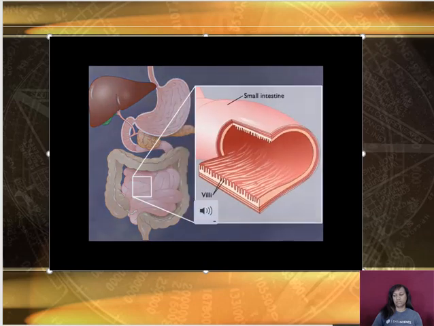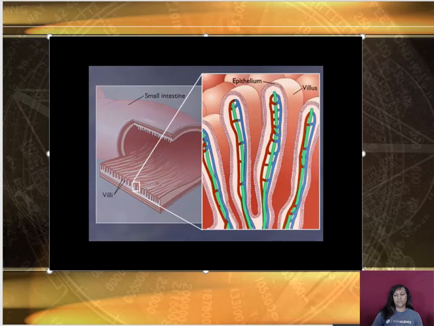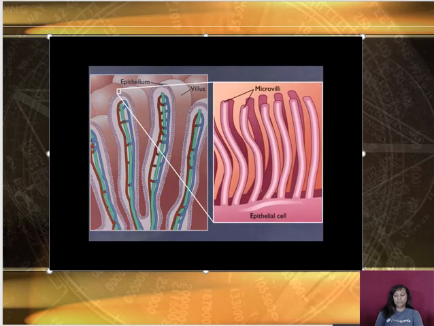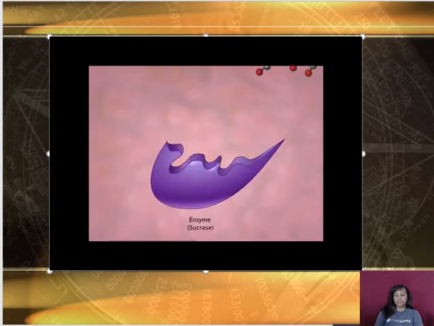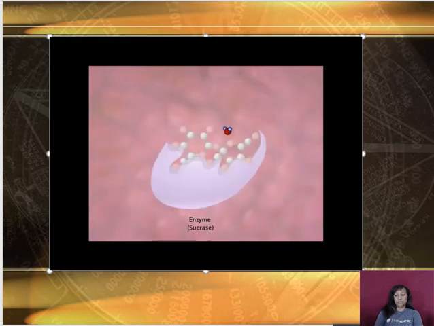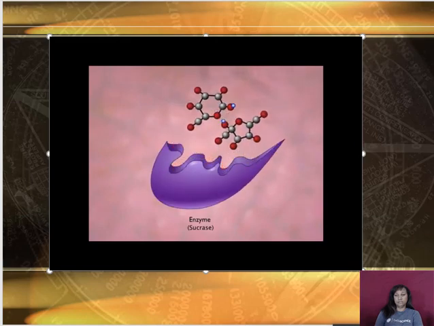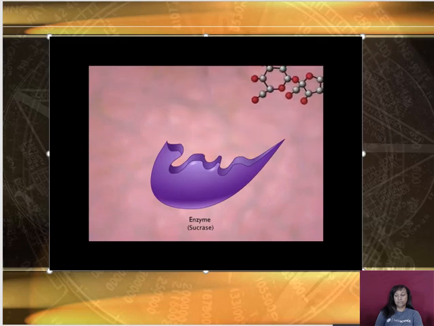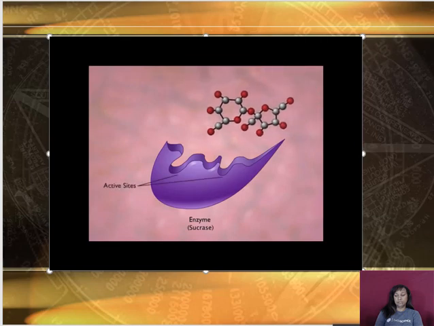Sucrase is an example of how enzymes function in the body. Sucrase resides on the surface of the microvilli of the villi in the mucous membrane surface of the small intestine. This animation illustrates the way sucrase catalyzes the hydrolysis of sucrose, commonly known as table sugar, into its components, monosaccharides glucose and fructose. Hydrolysis happens when the sucrose molecule binds to the active site of the enzyme.